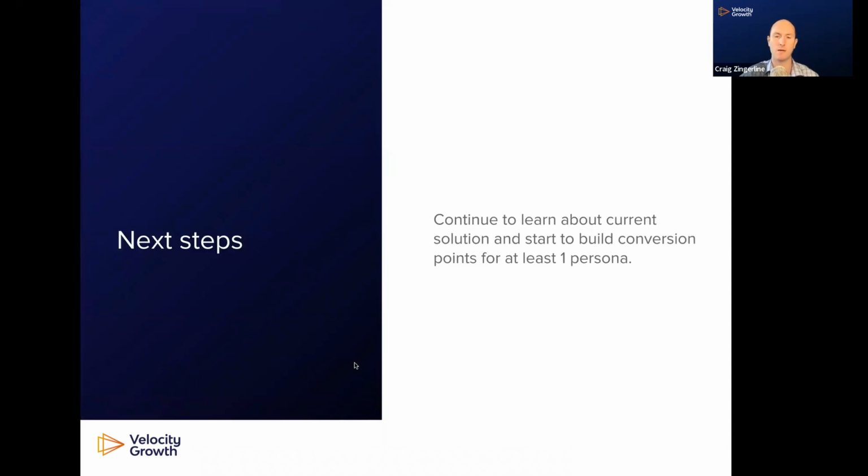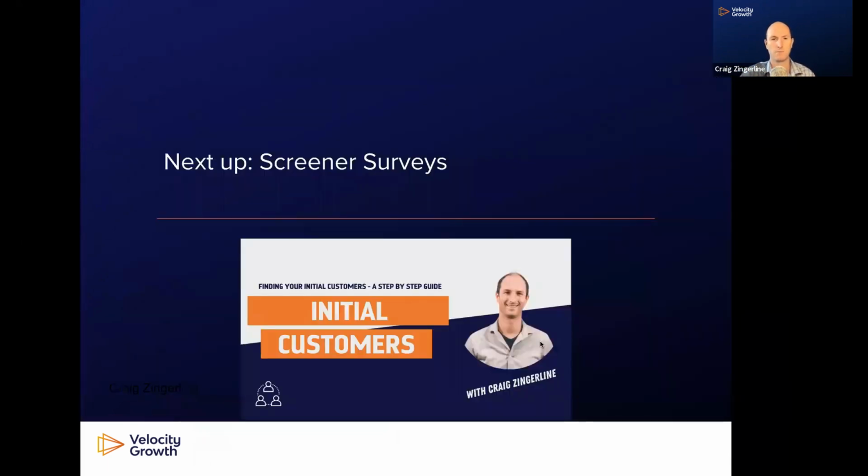So the next step would be to continue to learn about that current solution that they have and start to build more of these conversion-focused points for at least one persona. And you follow the same process for whatever your service or product is. The step before the sale is what you want to start to inject in front of this audience.